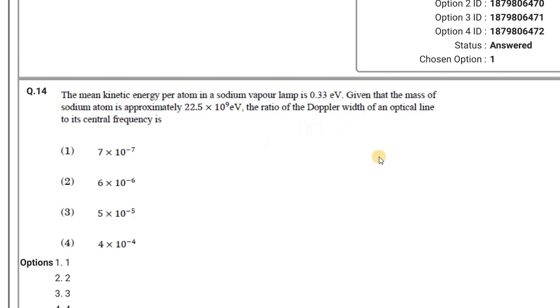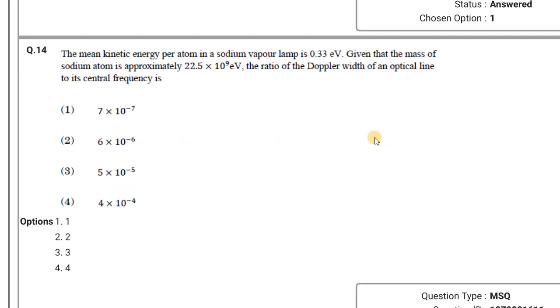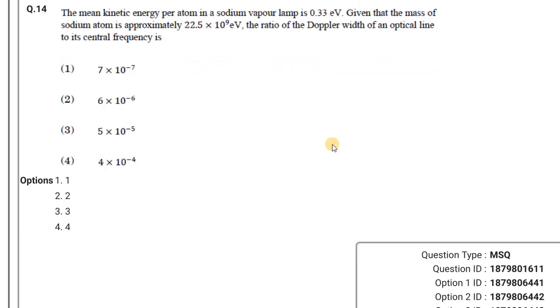This is Doppler width of optical line. If you don't know what optical line means, what Doppler broadening is in atomic physics, then you could be forgiven for that. So this is easily okay. If you didn't, then you didn't. You know.